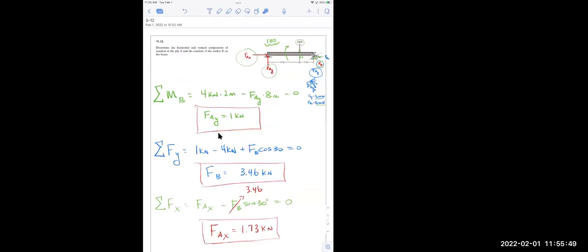So you see, this is cool. Like it isn't new. It's still just equilibrium. It's just that you have to establish what's happening at these connections. What kind of forces can those connections resist?